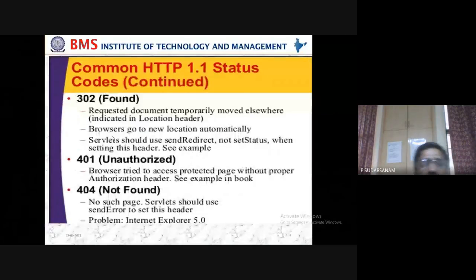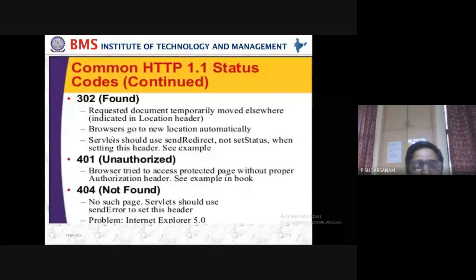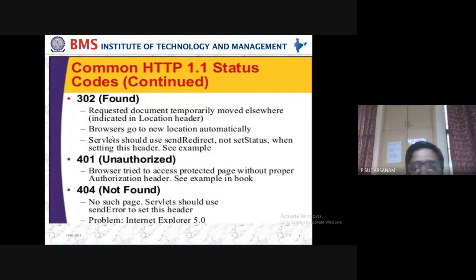Next, 302 Found. If that information is found, the requested document is temporarily moved elsewhere, to some other place. Browsers go to the new location automatically. The servlet should use sendRedirect, not setStatus, when setting this header. See the examples; I'll tell you one example.